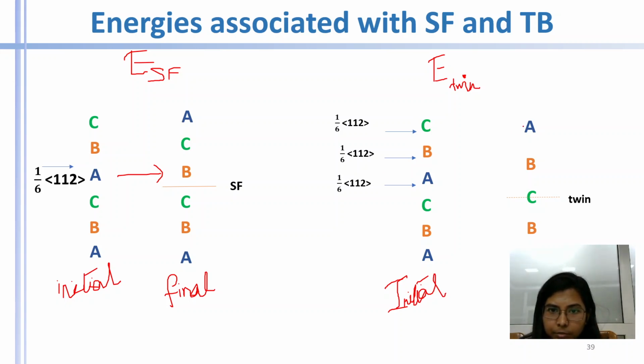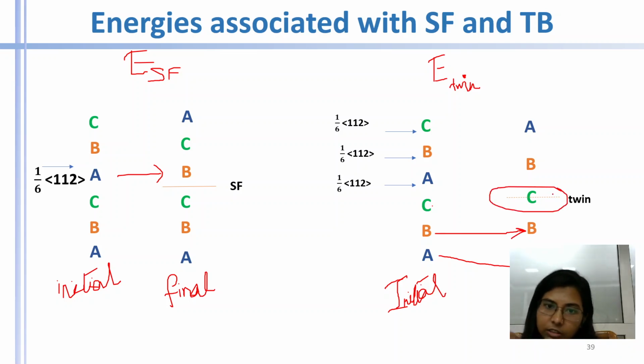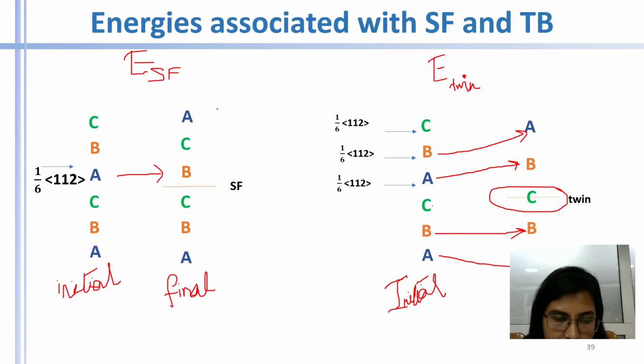So here this A has remained as A, but this twin boundary or reflection plane is generated in such a way that this A layer has now become the B layer, and this B layer has now become the A layer. So these are the two main differences, right? In the final stacking, what is the stacking sequence in case of SF? There is ABC, then BCA type of packing, whereas here there is ABC, AB type of packing.